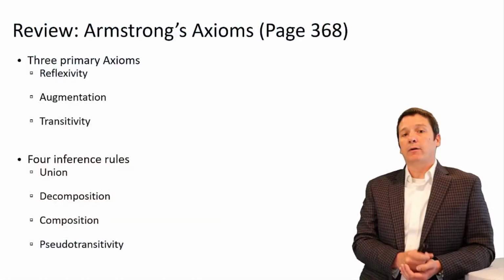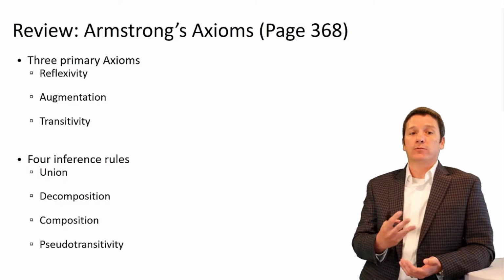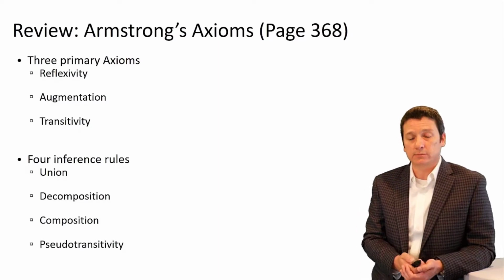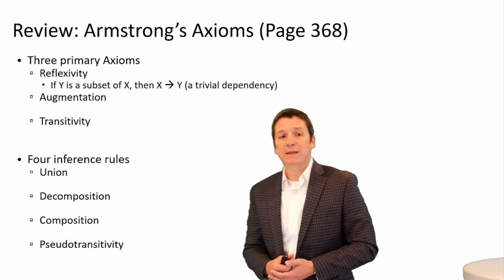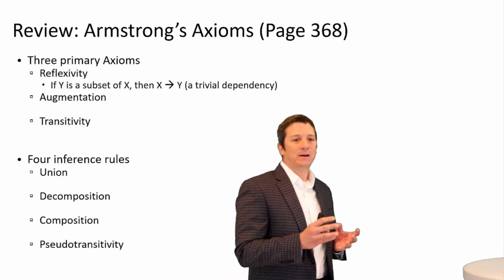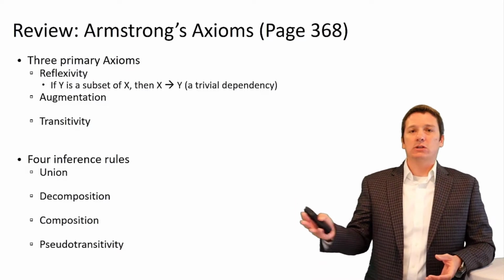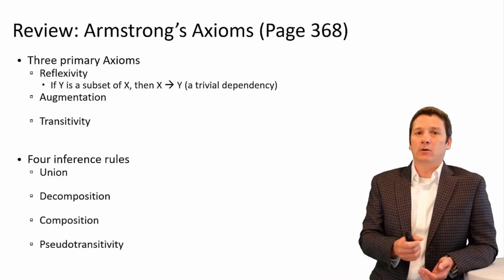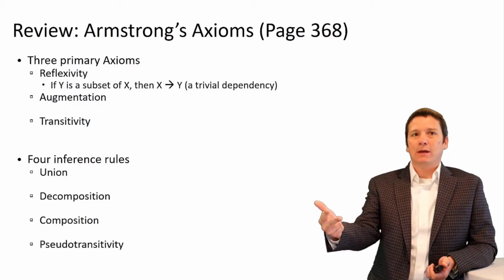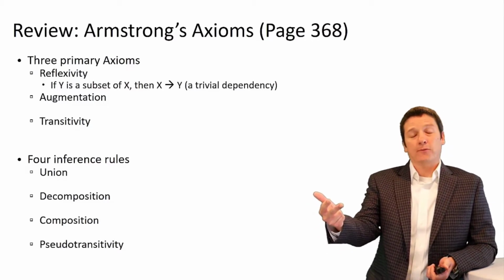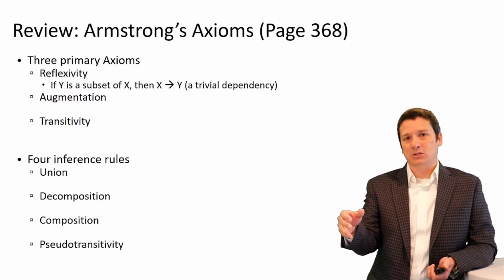We've been talking about the 3 Armstrong's axioms and then these 4 inference rules that build on Armstrong's axioms. So reflexivity, which just talks about trivial dependencies and says if y is a subset of x, then of course x can functionally determine y, right? If I know your PeopleSoft ID and your first name and your last name, I can use that to figure out your first name or your last name or your PeopleSoft ID or any combination of those things.